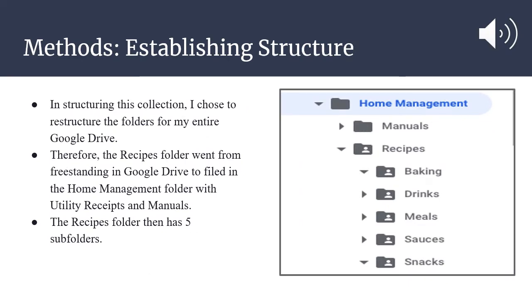In structuring this collection, I chose to restructure the folders for my entire Google Drive. Therefore, the Recipes folder went from freestanding in Google Drive to filed in the Home Management folder with utility receipts and manuals. The Recipes folder then has 5 subfolders.